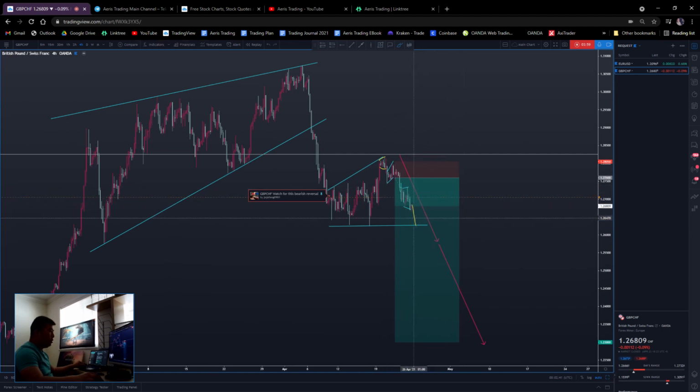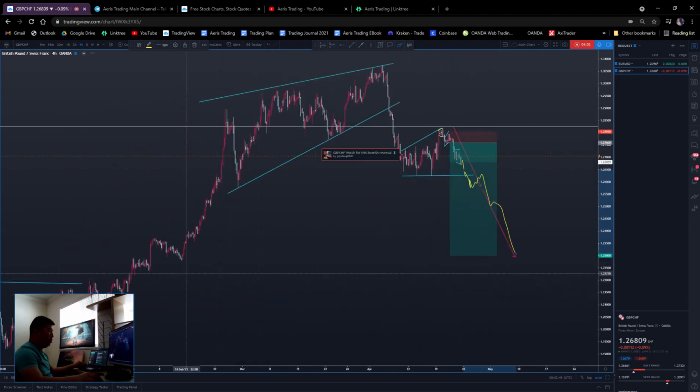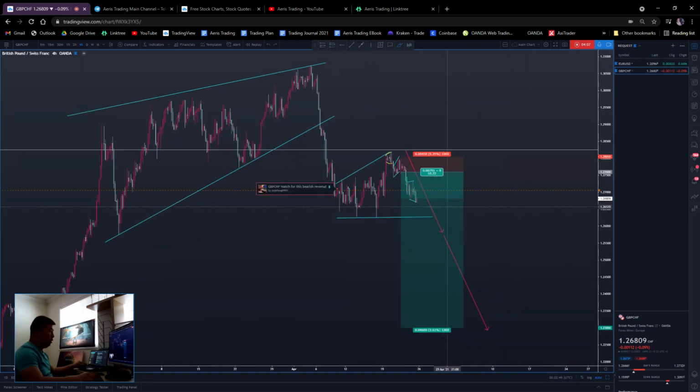But if price just breaks below here, followed by more lower time frame correction, then I expect price to move back to the previous low for a very good, healthy profit, about 10 to 1 or so. So again, management is key. Always have a plan before you enter the trade so that you don't make emotional decisions.